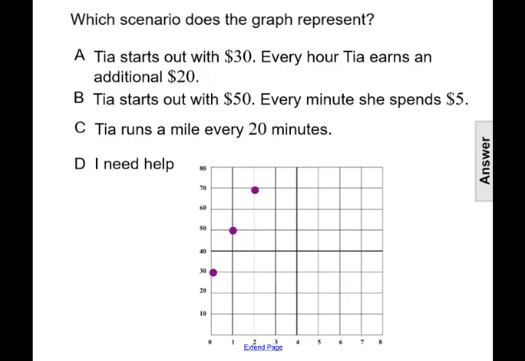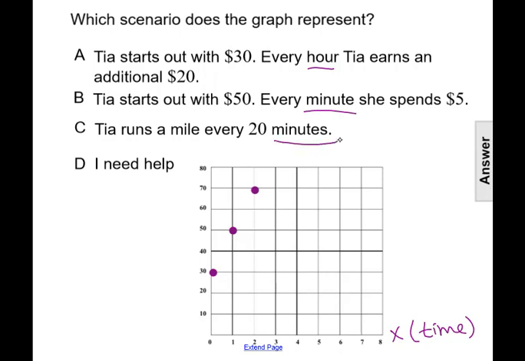So if we take a look at the graph, in every scenario, we're talking about time being the independent variable. The x-axis is some type of time. In A, it would be every hour. In B, it would be every minute. And then in C, it would be minutes as well.